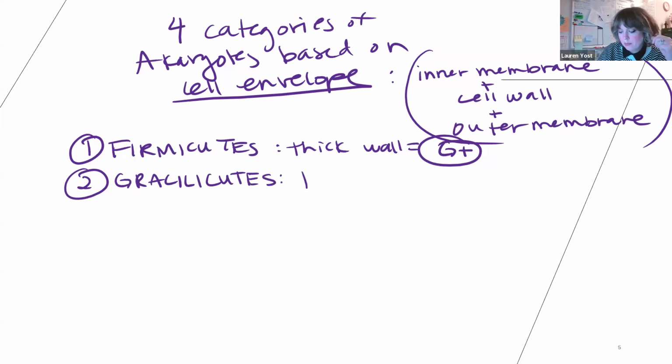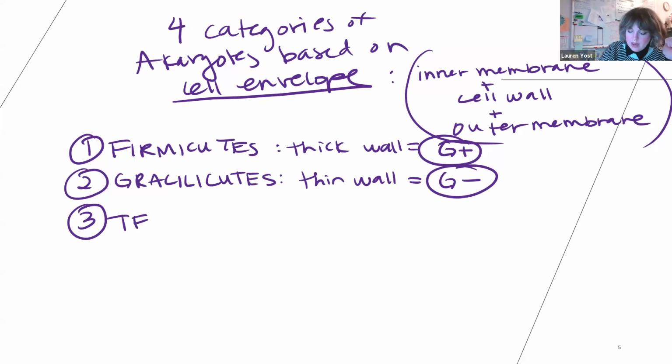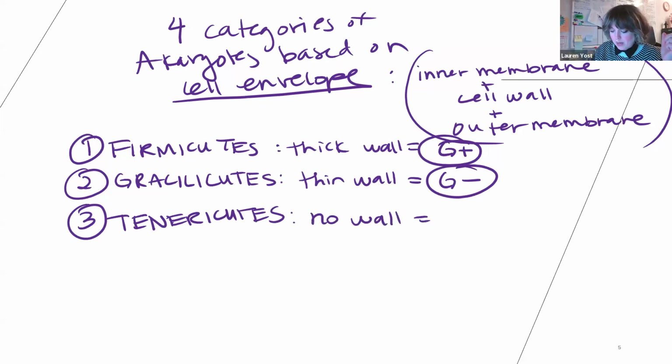These have a thin wall, but they still have a wall. These are our gram-negatives. Our third category are our tenericutes. Tener, like tender. They're so tender because they have no wall. These are mycoplasmas. Remember, like plasma doesn't hold its shape. These guys are pleomorphic. Okay, they have no wall.